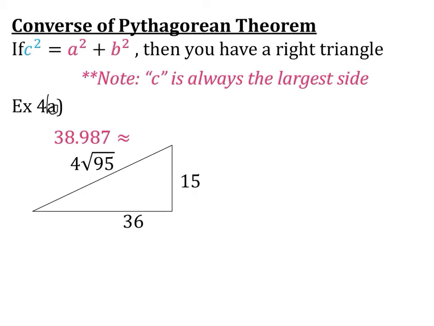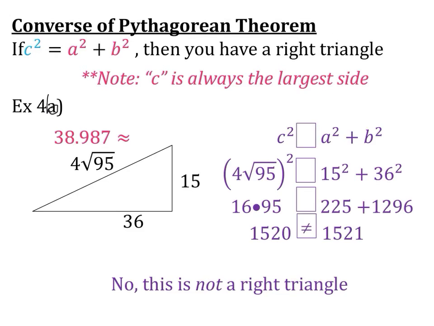All right, let's take a look at example 4b. We know that 4 times the square root of 95 is approximately 38.987, and then we have our other leg lengths of 15 and 36. So plug it into the formula and see if this is a right triangle. All right, this is not balanced on both sides, so it looks like it is not a right triangle. And just a really quick sidebar note, we've got 4 times the square root of 95. So when you're squaring a square root, remember the square and the square root undo each other, but the 4 has to get squared as well.